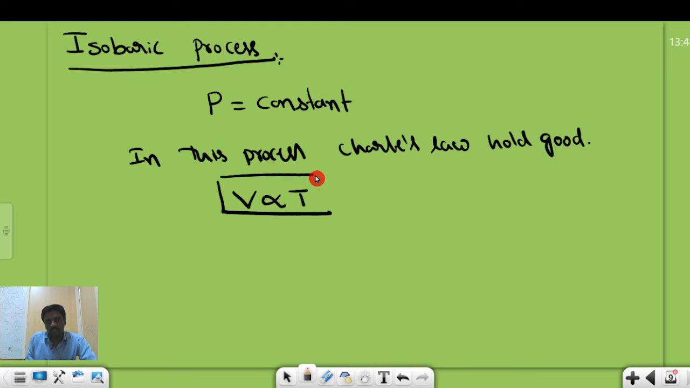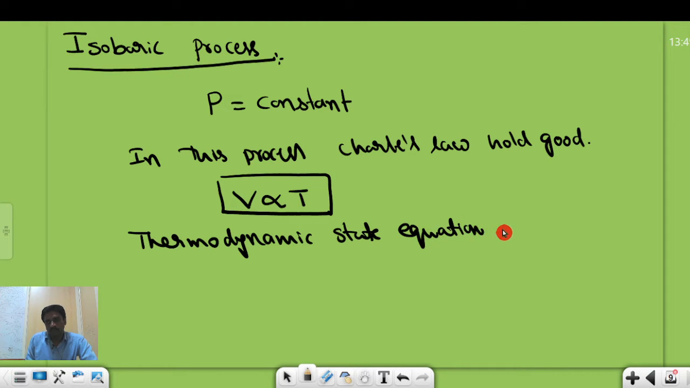So what is the thermodynamic state equation? It is nothing but V is directly proportional to T. Then V is directly proportional to T becomes V is equal to some constant into T, so V by T is equal to some constant.